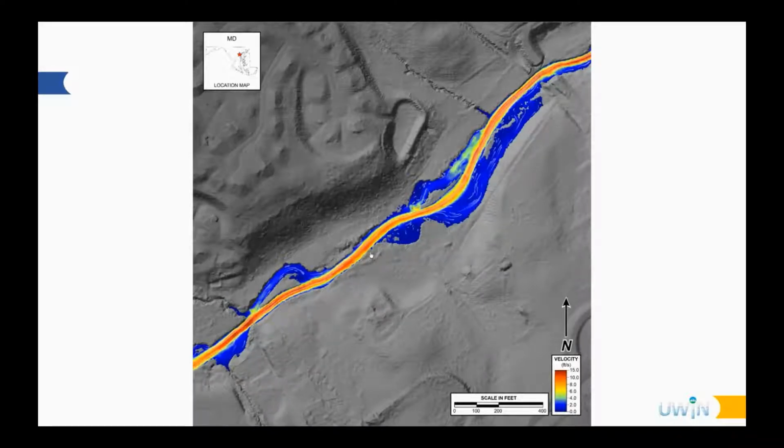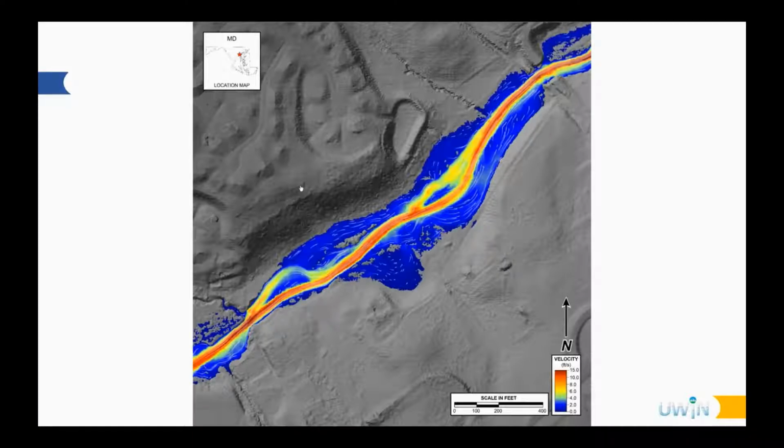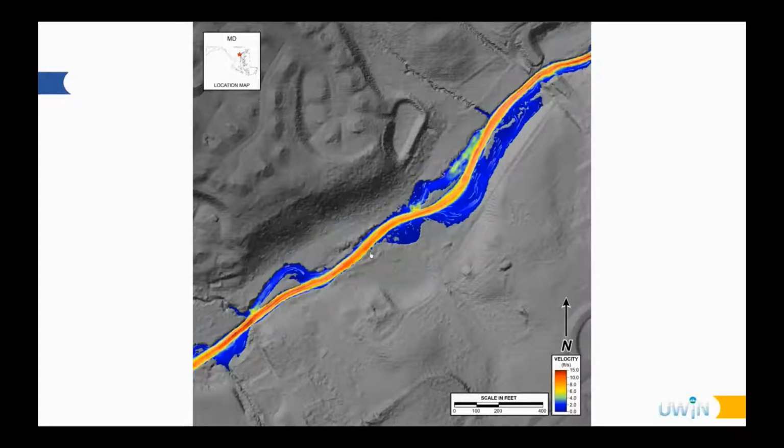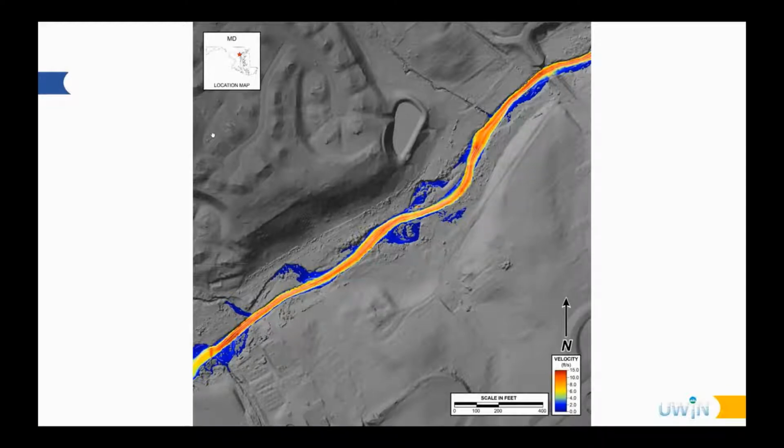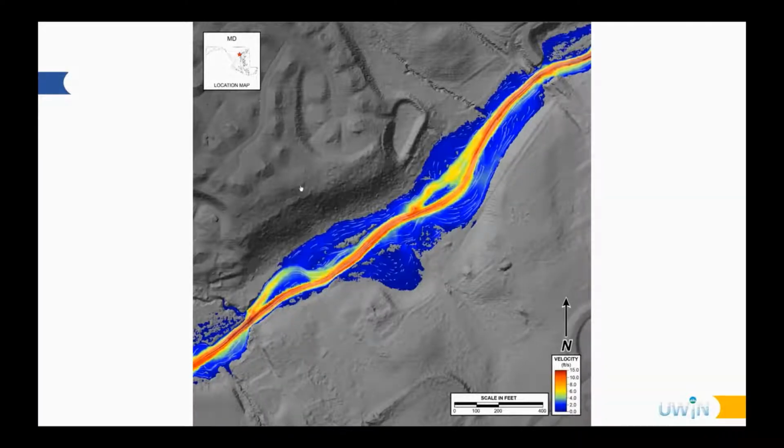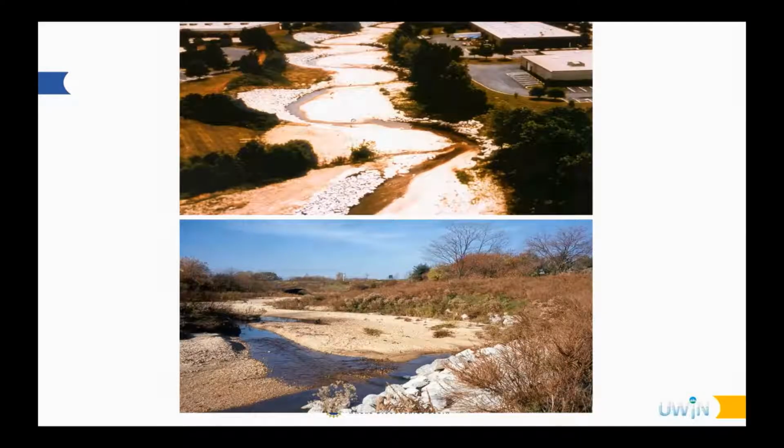And here are just a few quick animations of the 2D HEC-RAS results, and we have these for a variety of return periods and channel geometries, before and after incision, and so on. One classic example is, again, White Marsh Run in Maryland. This restoration site blew out and there was lots of aggradation.